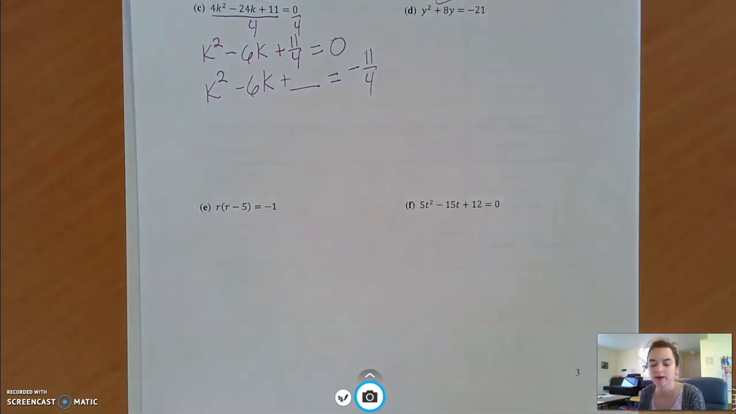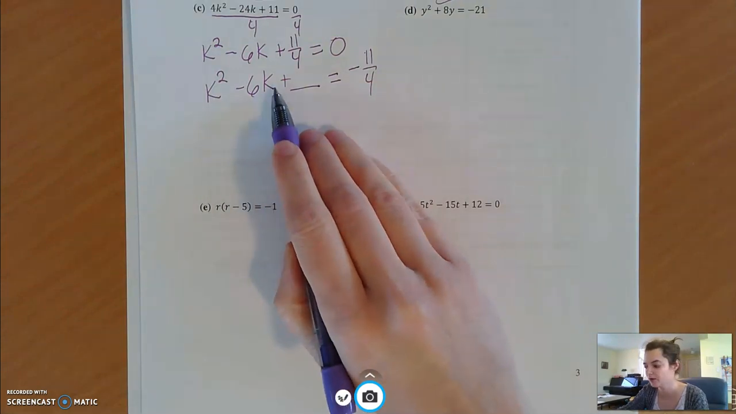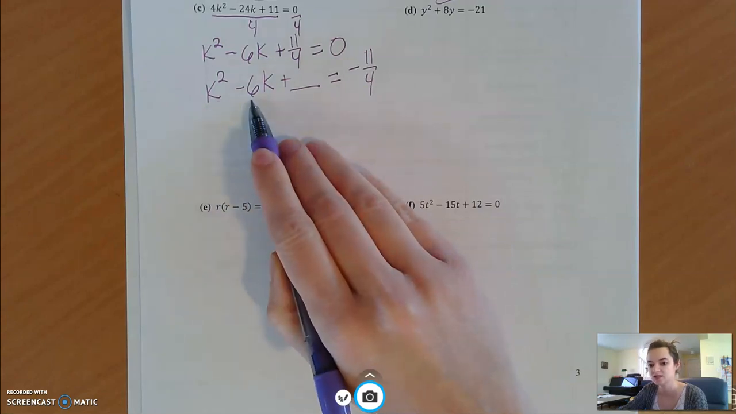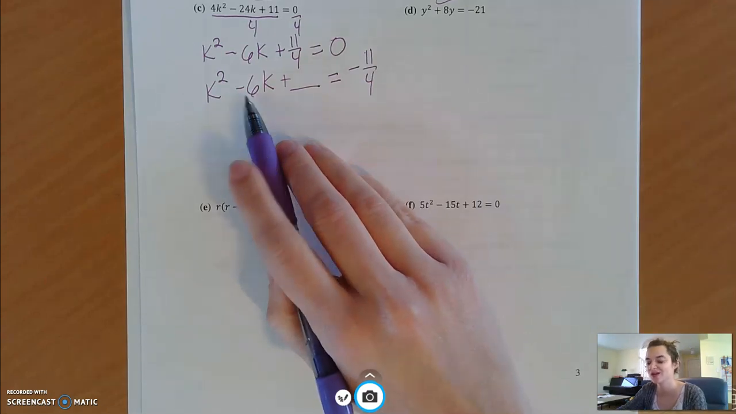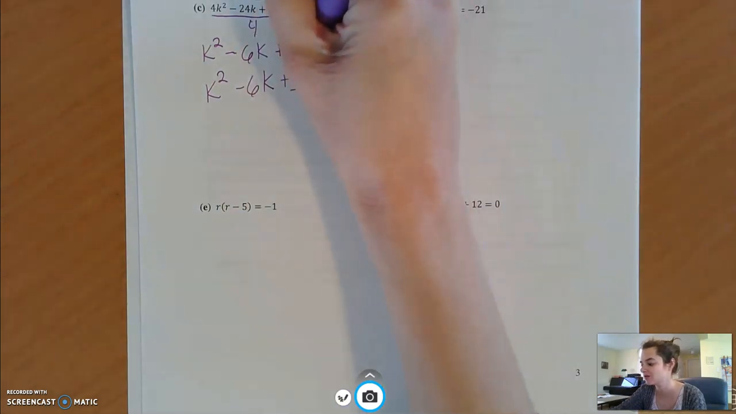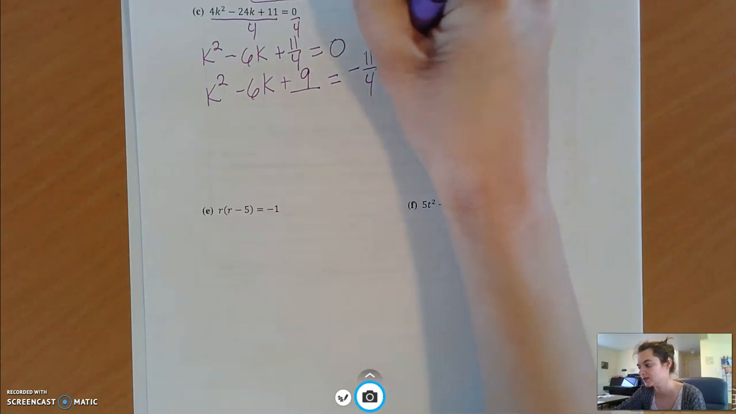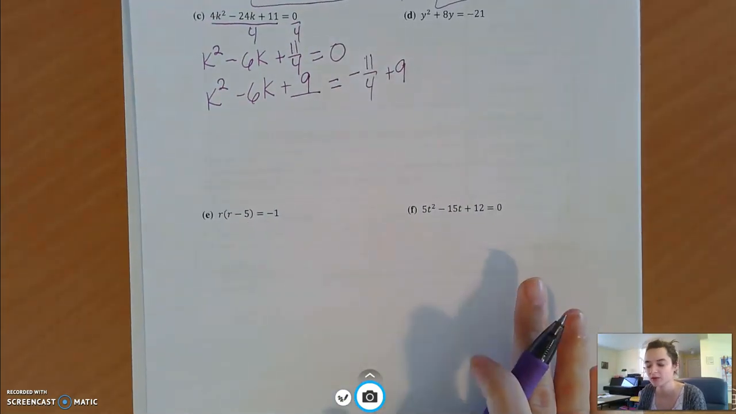Alright, completing the square. I'm going to look at my middle term, which is a negative 6k. I know the k comes from the k squared. So now I'm looking at the negative 6. Negative 6 divided by 2 is negative 3. Squared would be negative 3 times negative 3, which is positive 9. Okay? And whatever you add to the left side, we need to add to the right side as well. Okay? Then we're ready to factor.